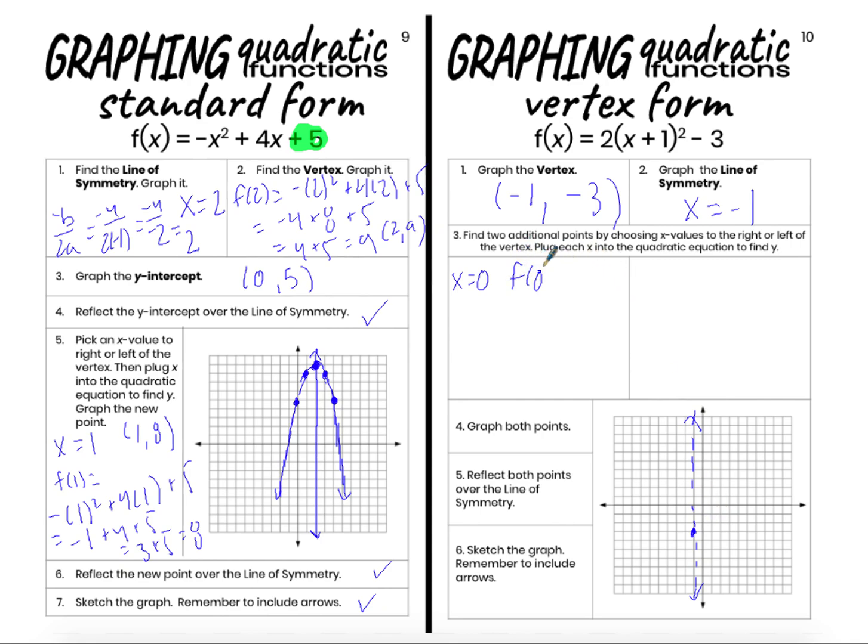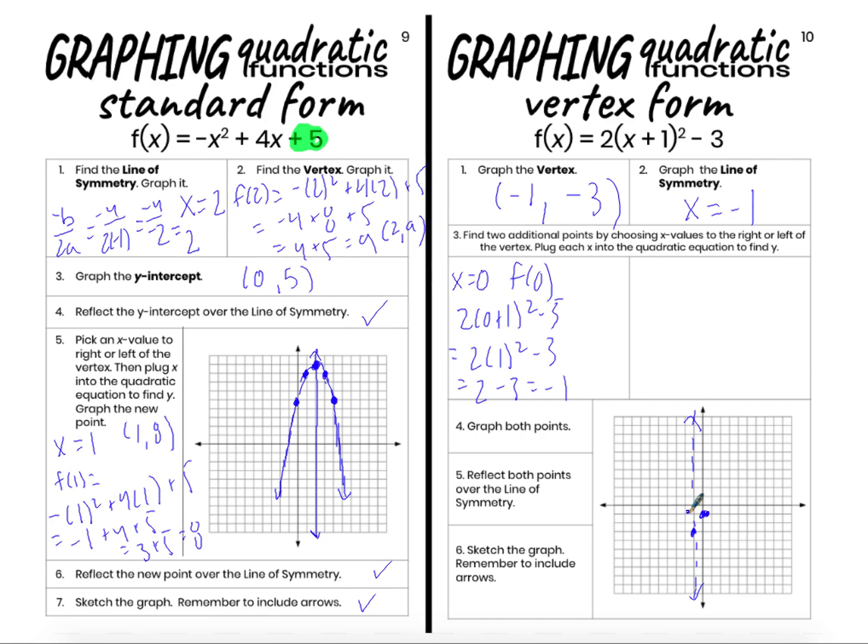f of 0 is, like I said, another way to find the y-intercept. What is the y value when x is 0? Let's find f of 0. 2 times 0 plus 1 squared minus 3. 2 times 1 squared minus 3. Negative 1. So I could have transformed this into standard form and then found the y-intercept to be negative 1. This is a faster process, though, plugging in 0 for x rather than transforming into standard form.